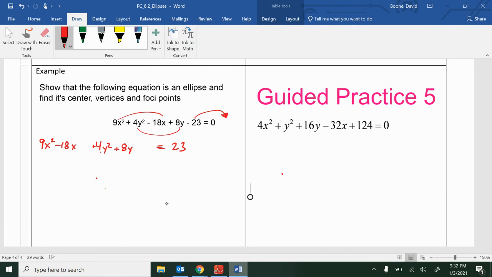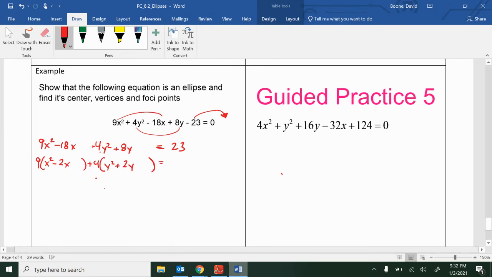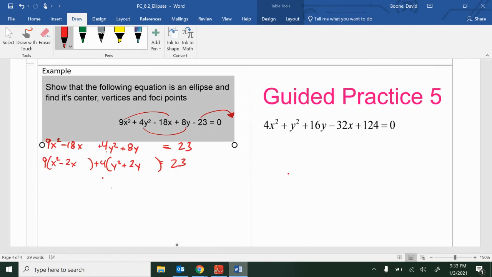Now to complete the square, I'm going to have to do a little division, factoring here first in order to be able to do that, because I can't complete the square on something that has a leading coefficient more than 1. So I'm going to take the 9 out of this piece. I'd have x squared minus 2x. And here I'm going to take a positive 4 out of each of these pieces. So I'd have y squared plus 2y, leave a little space, equals 23.